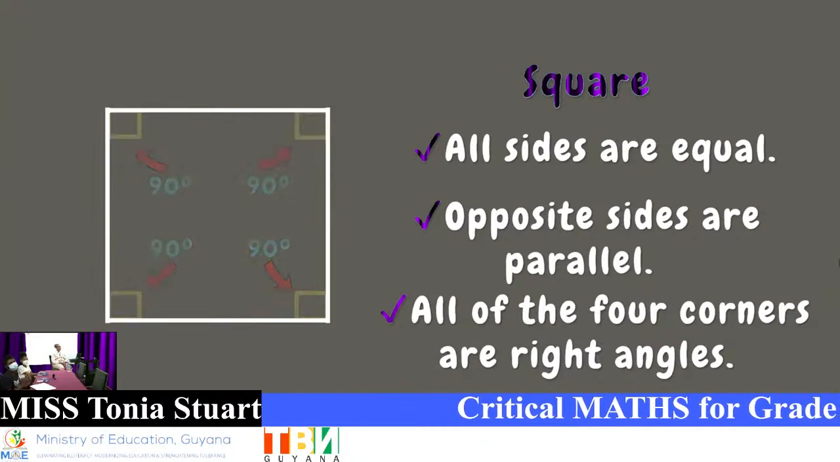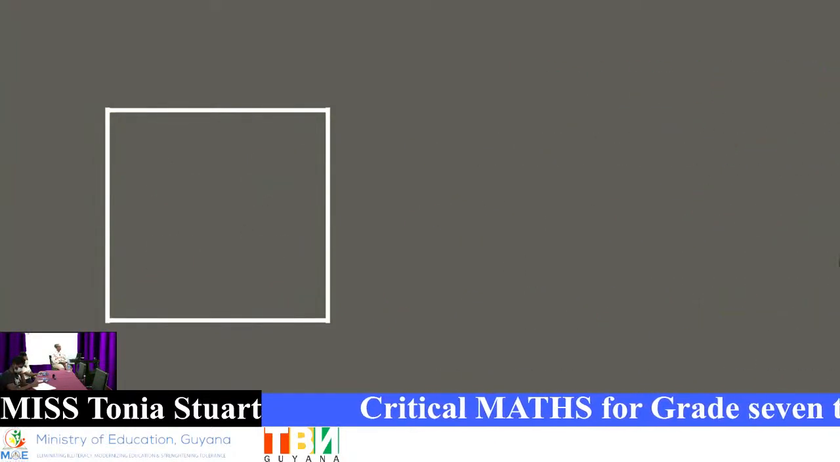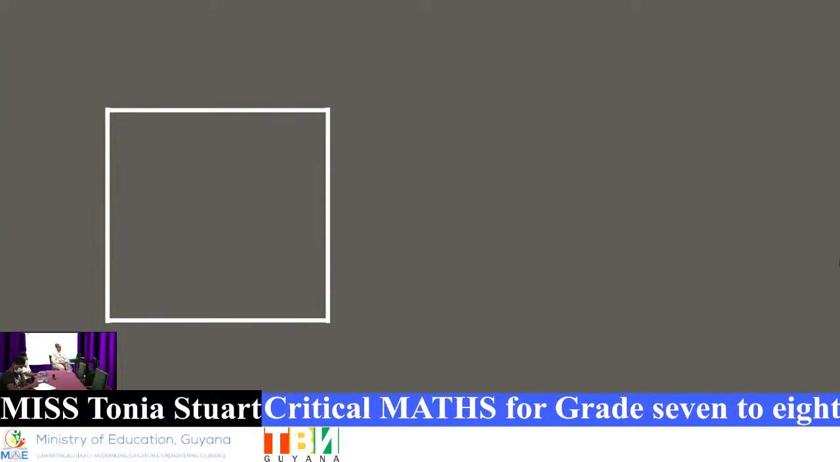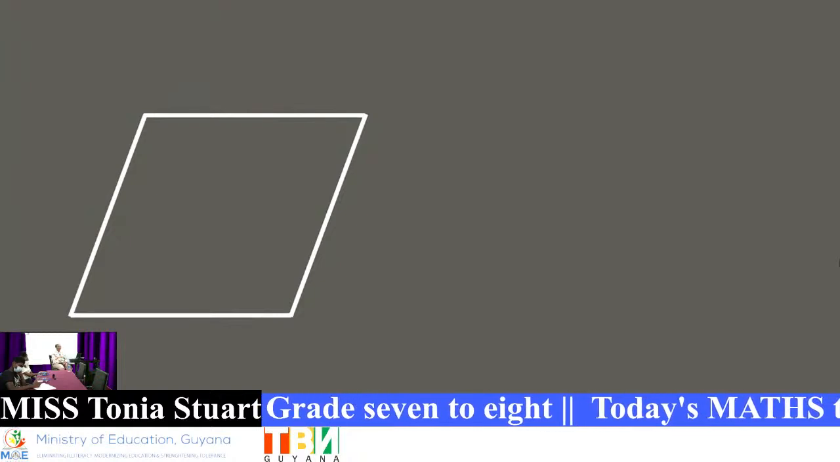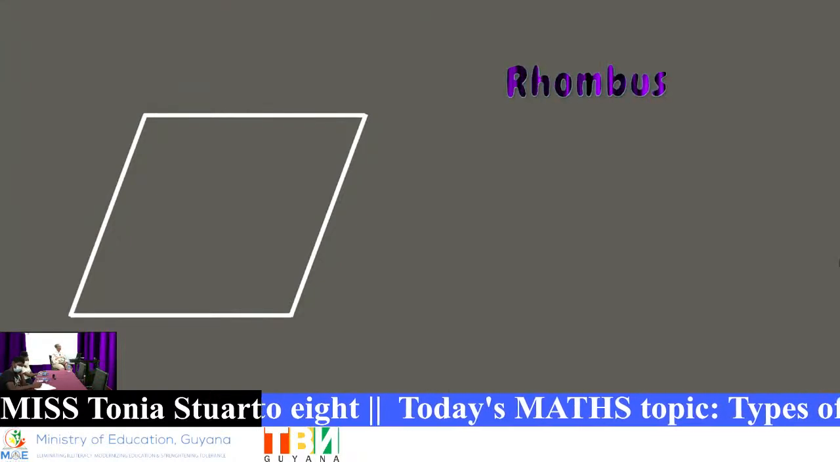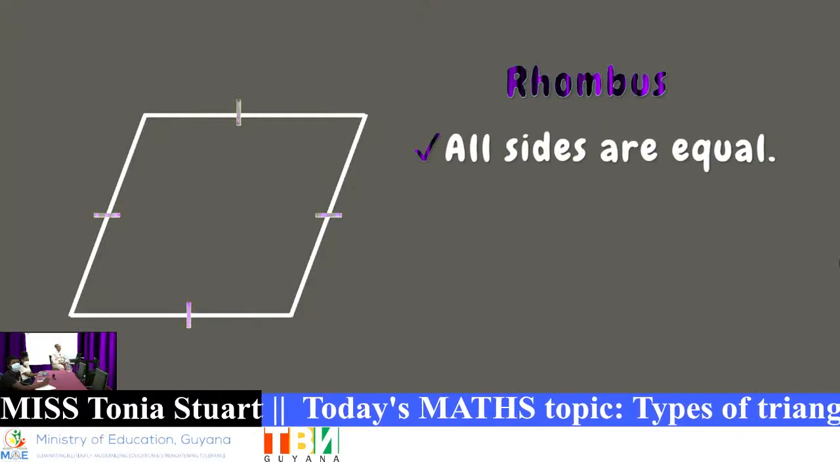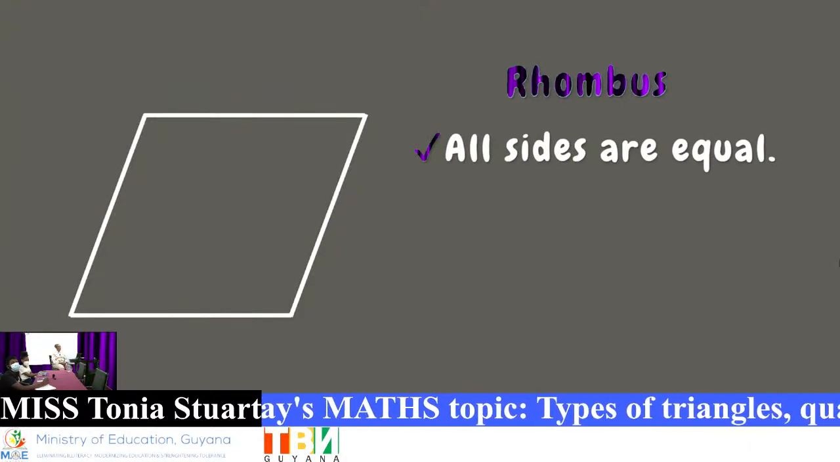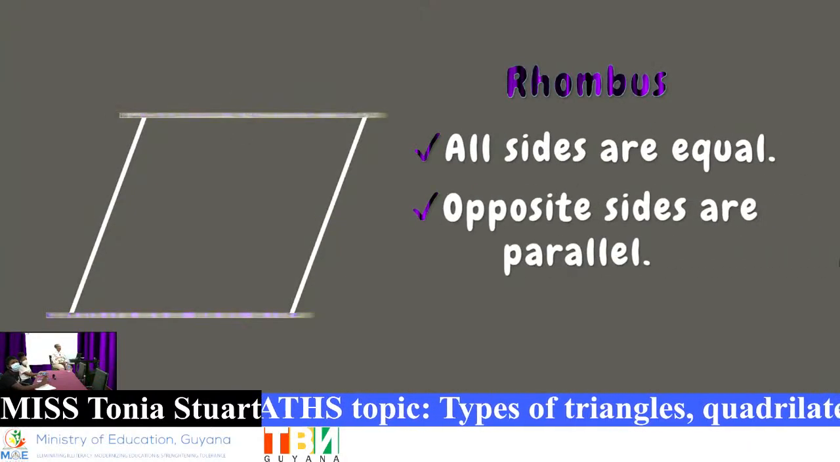Let's go to the next one. This time, let's experiment a bit by changing its angles. Like this. There you go. Can you guess what quadrilateral is this? It is a rhombus. A rhombus, like square, has 4 equal sides, and its opposite sides are also parallel.